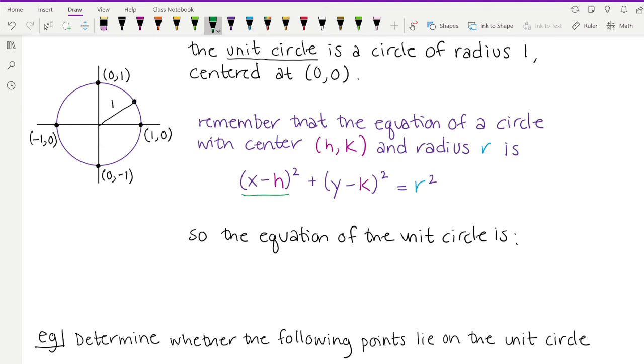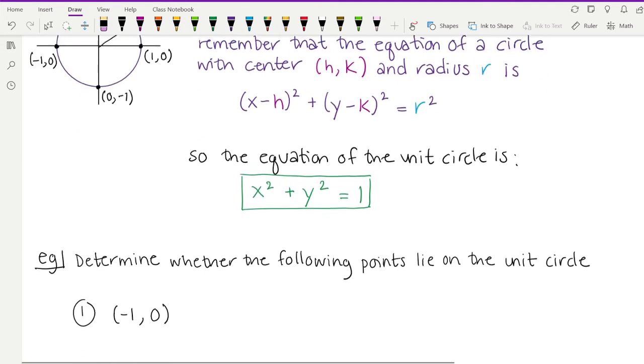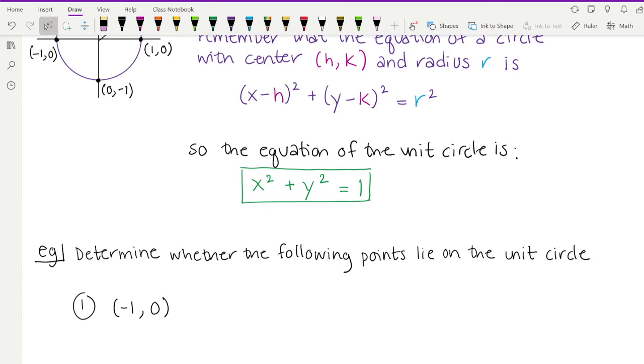For the first part, we just have x minus 0 squared. That's the same thing as just x squared, right? And for the second part, we have y minus 0 squared, which is the same thing as y squared. And on the right-hand side, we have 1 squared, and that's just 1. So the formula that I wrote above really simplifies to this very clean, simple formula for the unit circle.